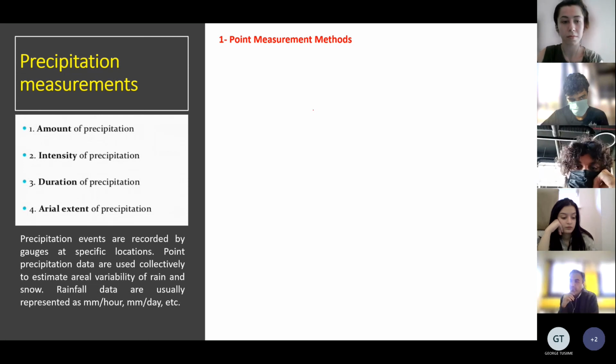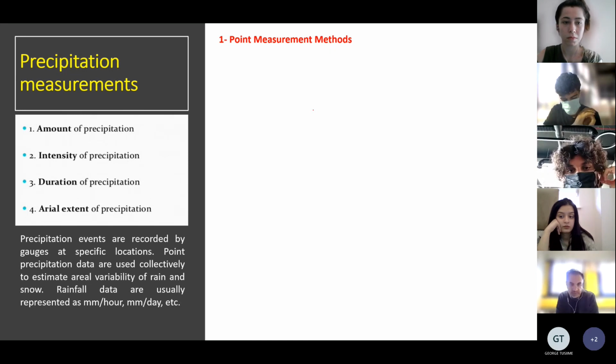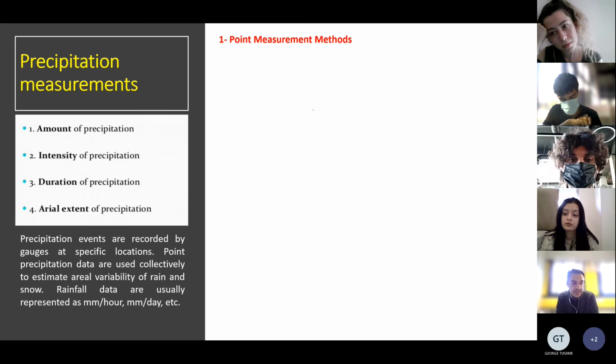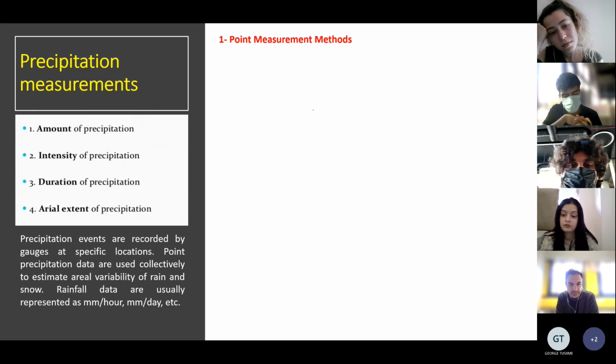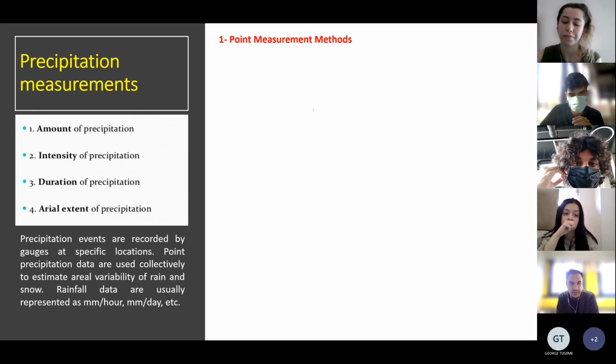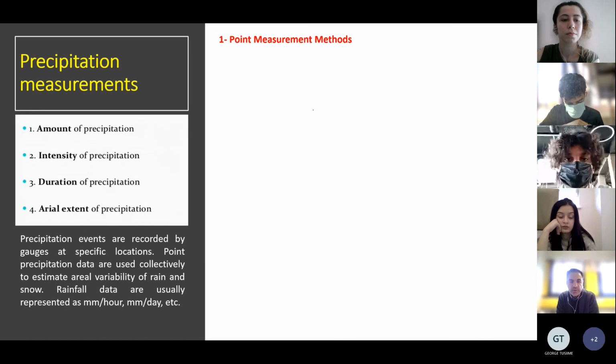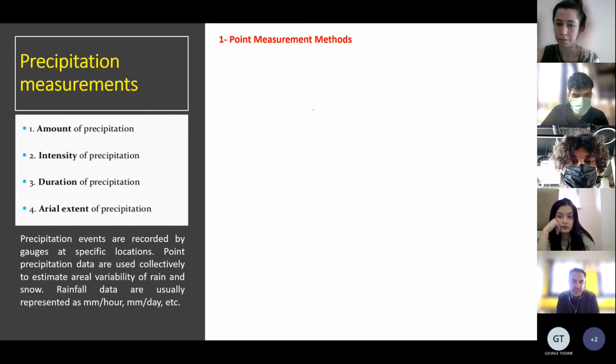So when we are talking about measurement of precipitation, we should talk about 4 different kinds of values that we can measure. First, the amount of precipitation in one event: how much precipitation we have in a rainfall. Second, the intensity of precipitation. You remember the definition of intensity? It is amount per hour. Third, the duration of precipitation, the period of one rainfall event. It could be 1 hour, 2 hours, 1 day, 2 days, sometimes 4 or 5 days continuously, sometimes only 10 minutes.